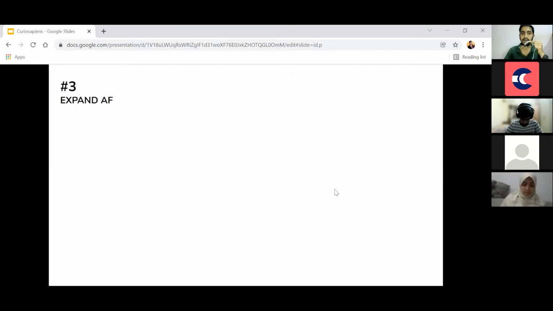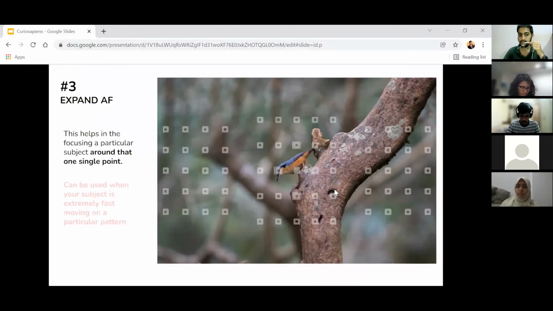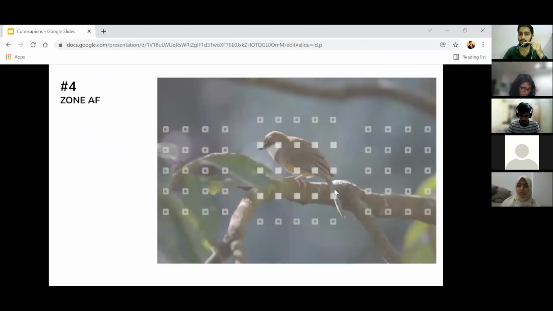The next one is expand AF. In this situation I used expand AF because the subject keeps moving from the top of the tree to the bottom of the tree. There is no specific point where it stops, even for a second. It keeps moving from up to down, so this is used for tracking the subject. Expand AF uses 5 points: the center point, and up, down, left and right. You use this when you have a subject moving in a fast pattern.